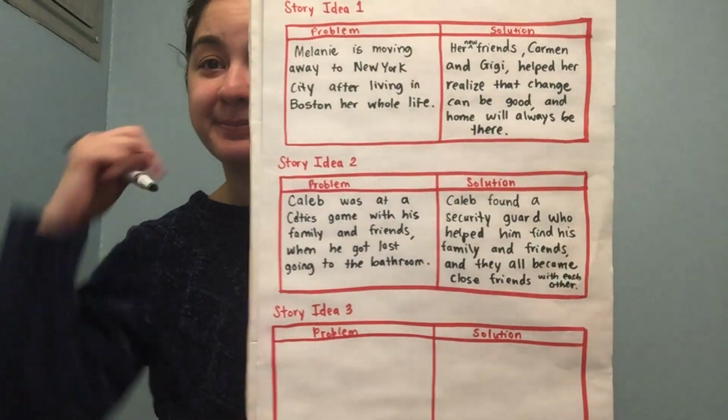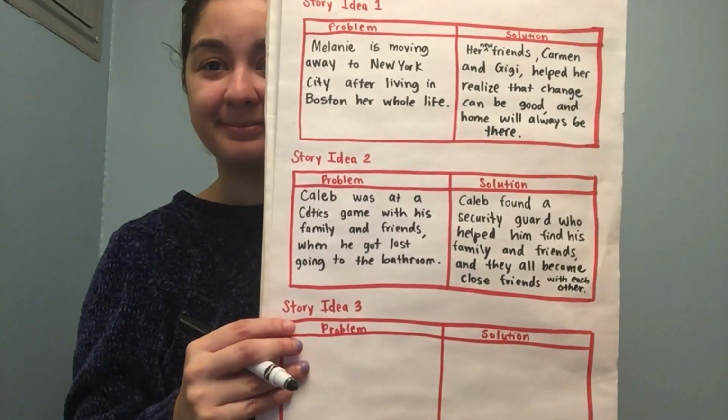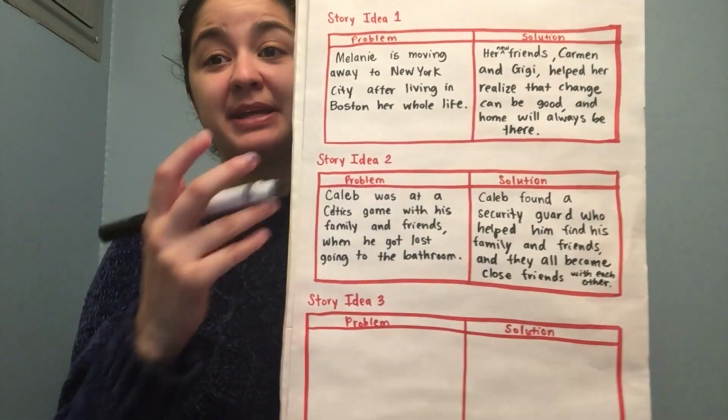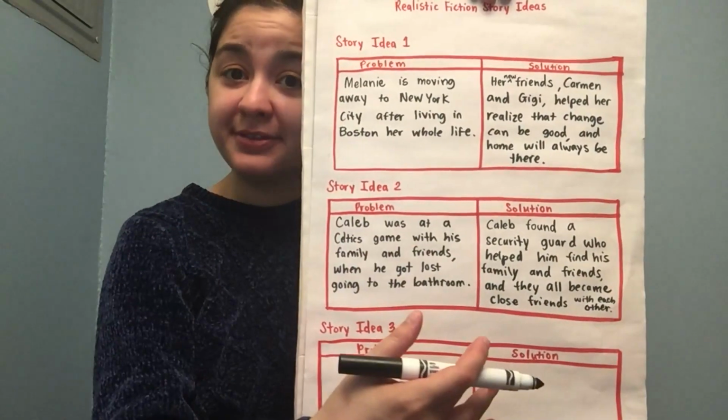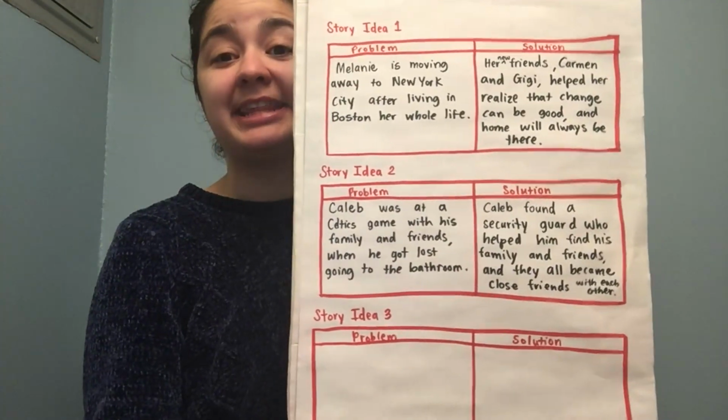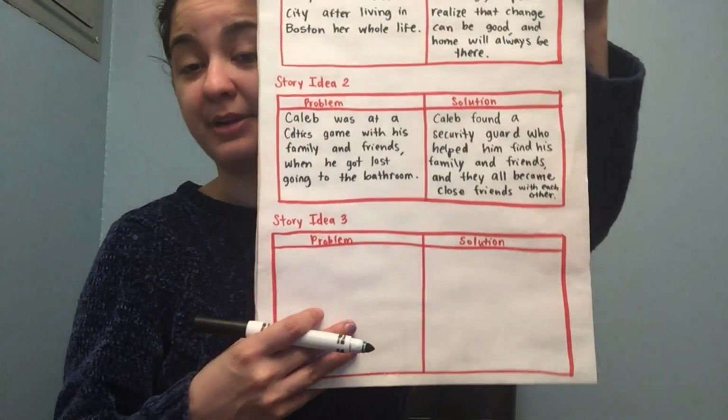And again, as I'm writing mine, you're writing yours. And when you finish, it should look like this. So again, I'm not spilling the beans or saying how the security guard helped. I'm just saying that he did. Caleb found a security guard who helped him find his family and friends. And then they all became close friends with each other, including the security guard. When you finish, we're going to move to story idea number 3. I'll give you a minute.